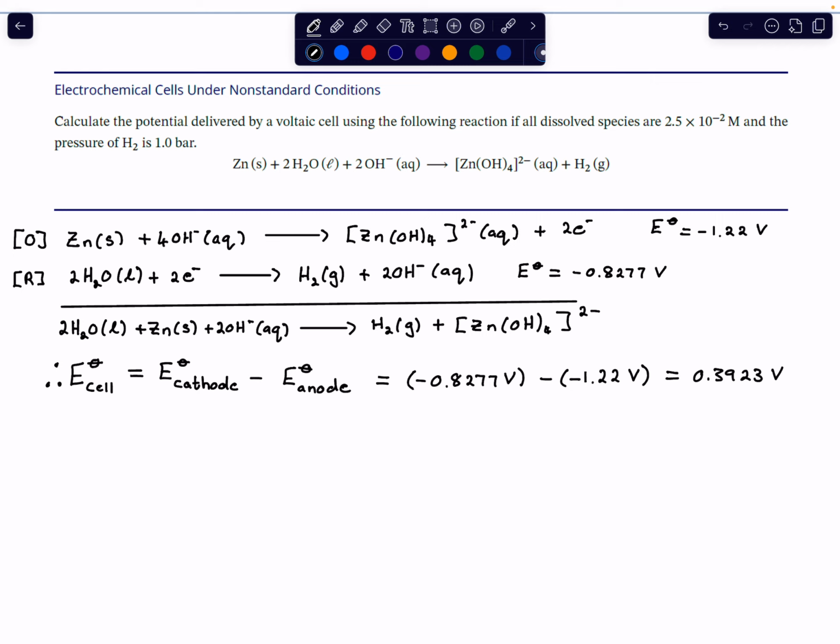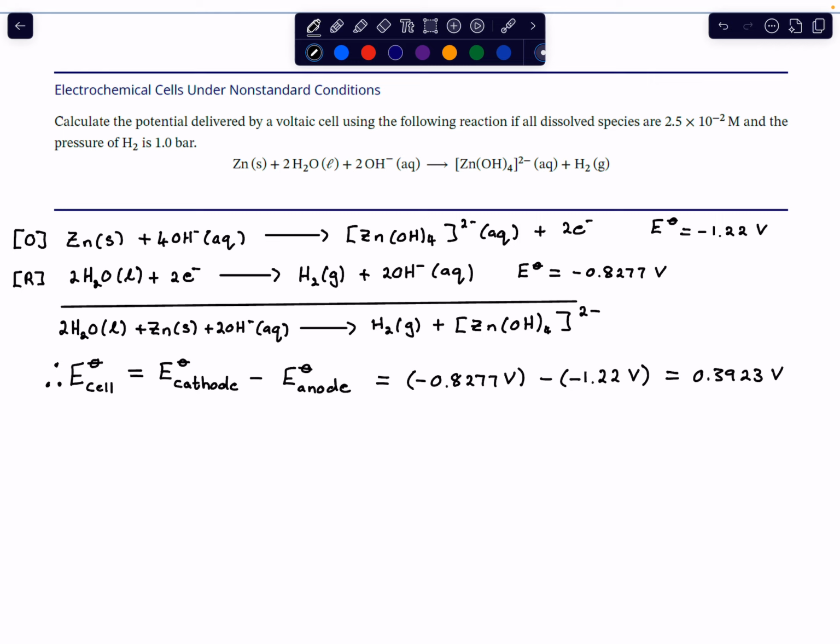Yes, it is a voltaic cell. This is larger than 0, so it is a spontaneous cell, so it makes sense that this is positive, right? If we did it oppositely, we would have gotten a negative value, so then it would have been an electrolytic cell, and that wouldn't have made sense. So we're told it's a voltaic cell, so this is correct.